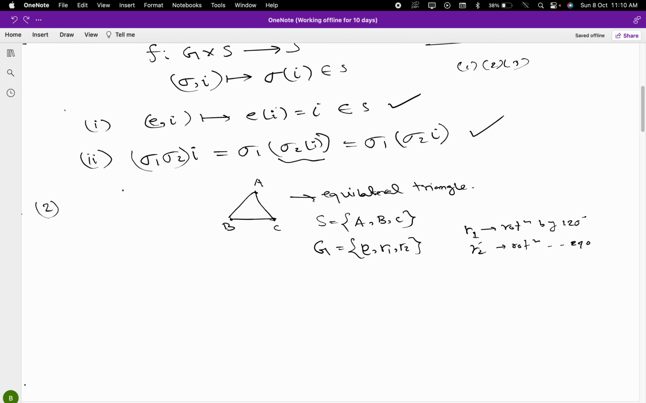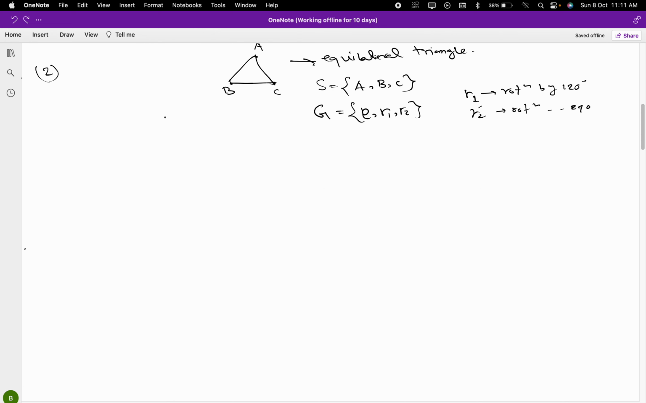Just think about it. How can G act on S? Will G act on S? If it acts, then what kind of mapping or function can you give me? First you have to check that if you have a function from G cross S to S, how you will define that map, such that the map is well defined.